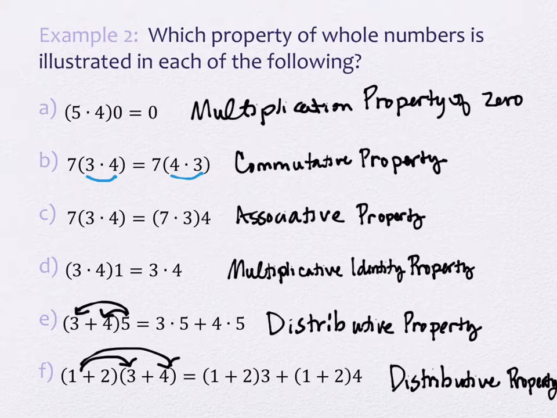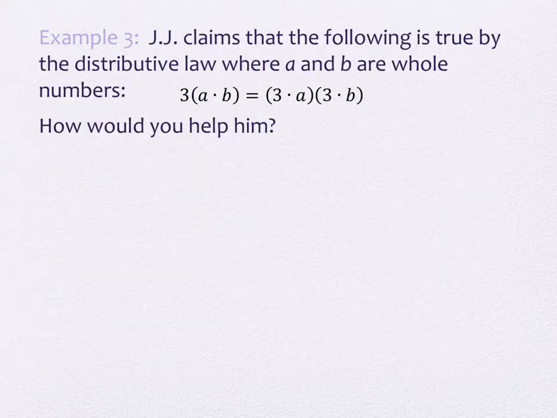All right, we're going to do one more example, and then we'll pause for today. Example number 3 says, JJ claims the following is true by the distributive law, where A and B are whole numbers: 3 times A times B equals 3 times A times 3 times B. How would you help him? So I hope the first thing that you notice is this isn't distributive.